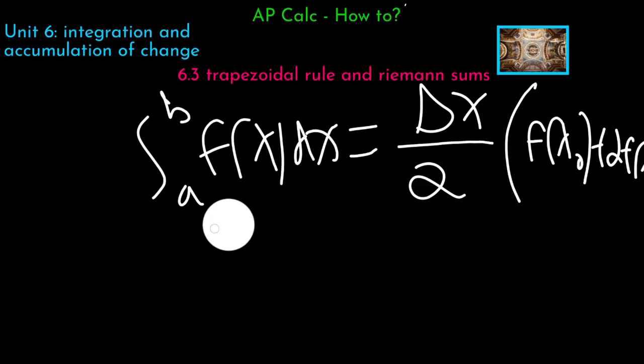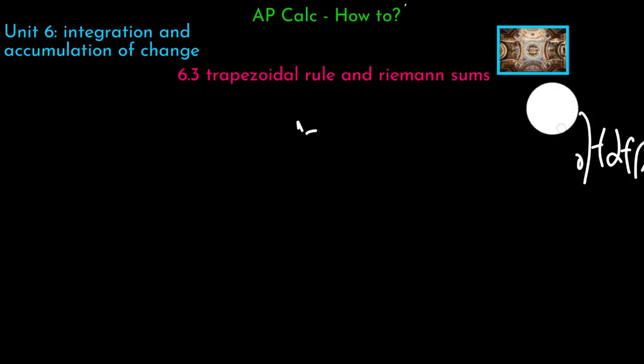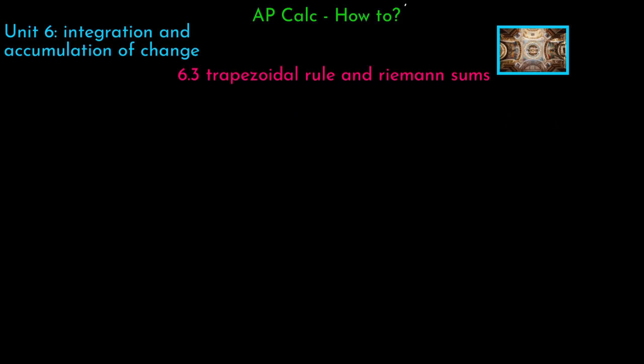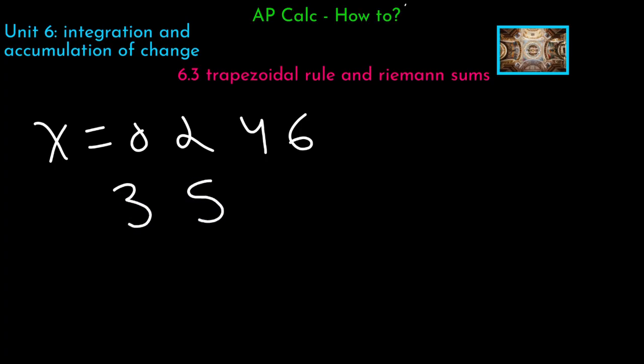So let's dive into our example. This might be confusing. Example number 1. You're given values of f of x at x equals 0, 2, 4, and 6. f of 0 equals 3, f of 2 equals 5, f of 4 equals 6, and f of 6 equals 7. Use the trapezoidal rule with 3 sub-intervals.